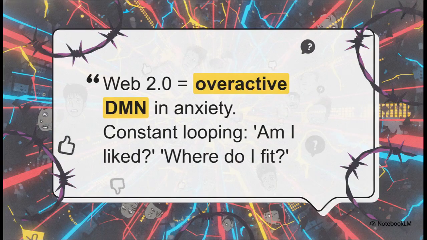Okay, and this is where the neuroscience analogy gets scary accurate. For anyone who follows this stuff, you know the default mode network, the DMN, is the part of your brain that lights up when you're thinking about yourself and your place in the world. The argument here is that Web 2.0 created a digital world that just sends our DMN into an anxious teenage overdrive. A constant looping question. Am I liked? Am I enough? Where do I even fit in?